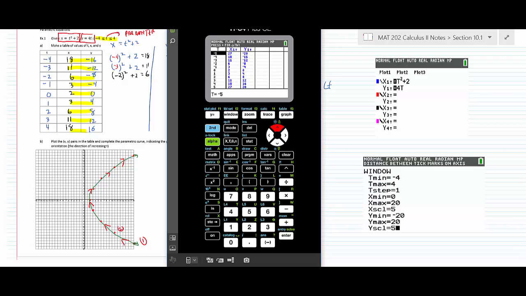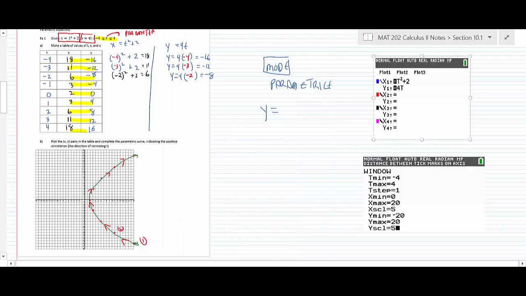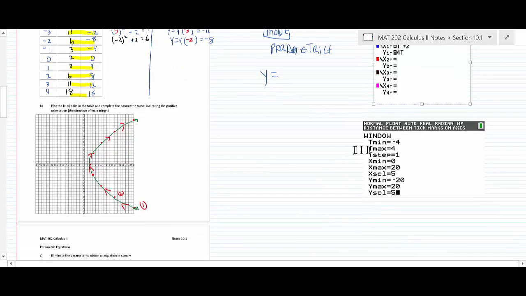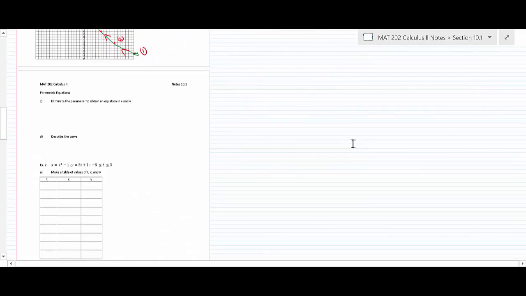So I'd recommend you learn how to use your calculator, okay? All right, any questions so far? Okay? All right, let's move to this next page. Now, this elimination of the parameter, let me explain what that is.